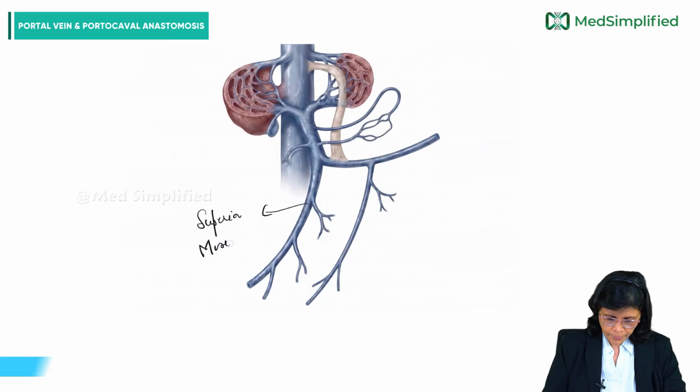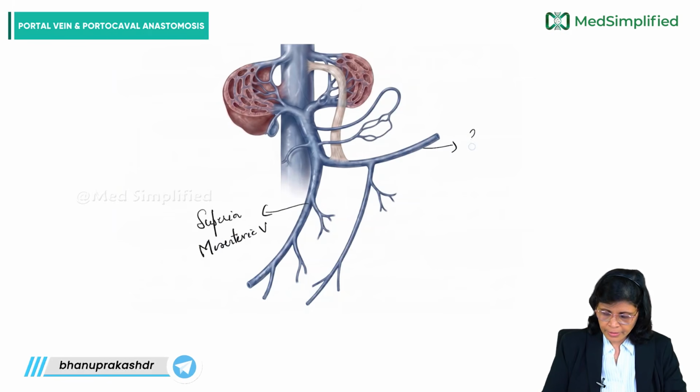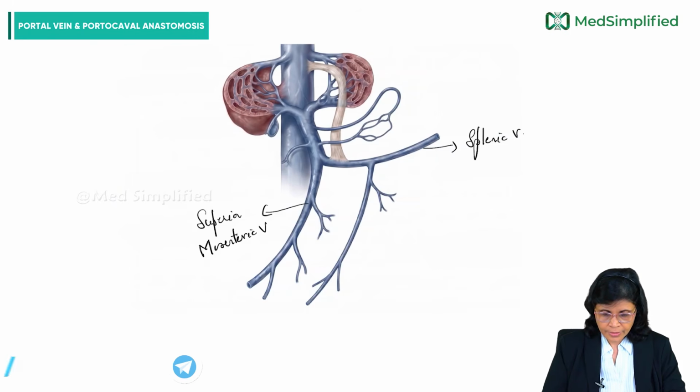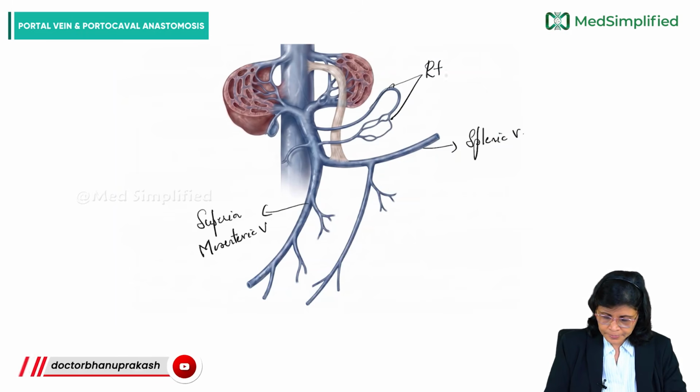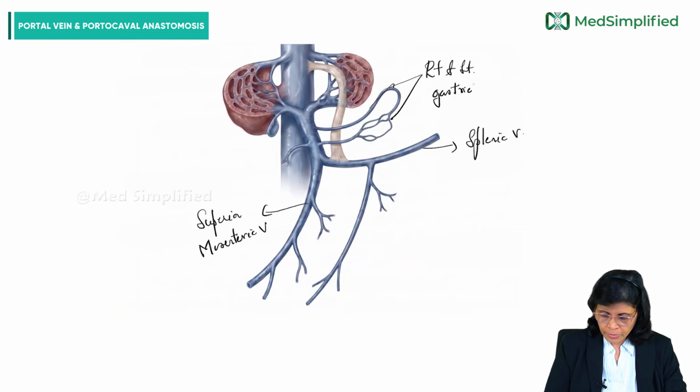mesenteric vein and the splenic vein. They form the formative tributaries. Other than this, we have the right and left gastric veins. Usually they open into the trunk of the portal vein, the right and left gastric veins.